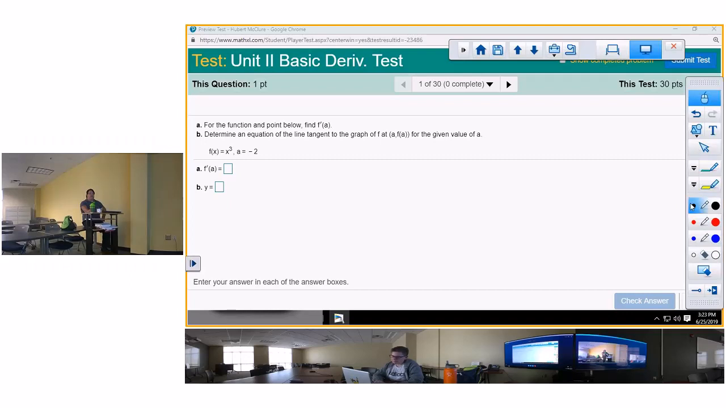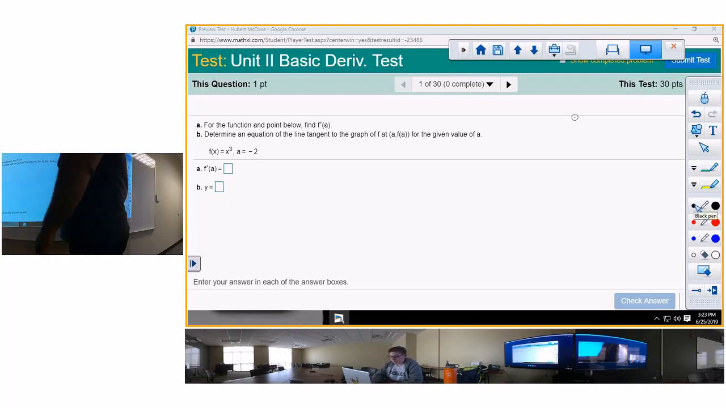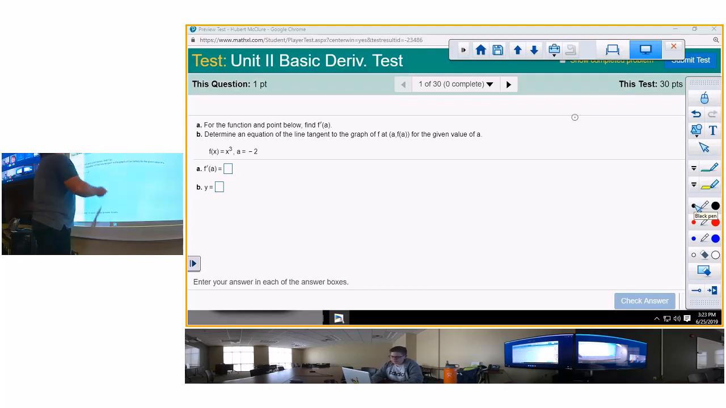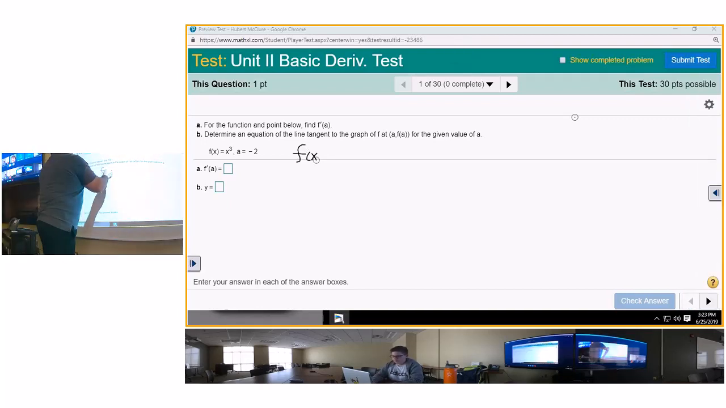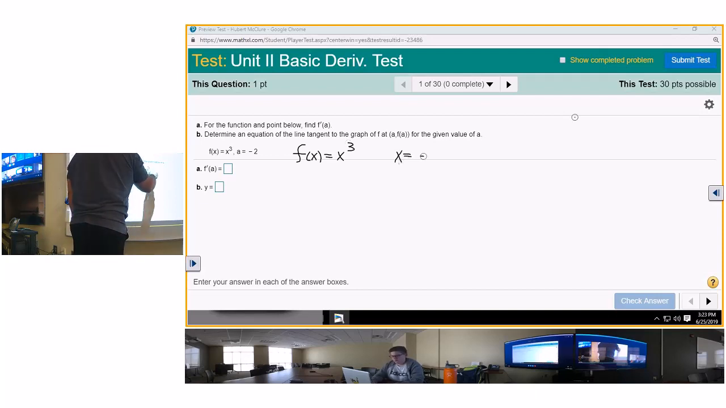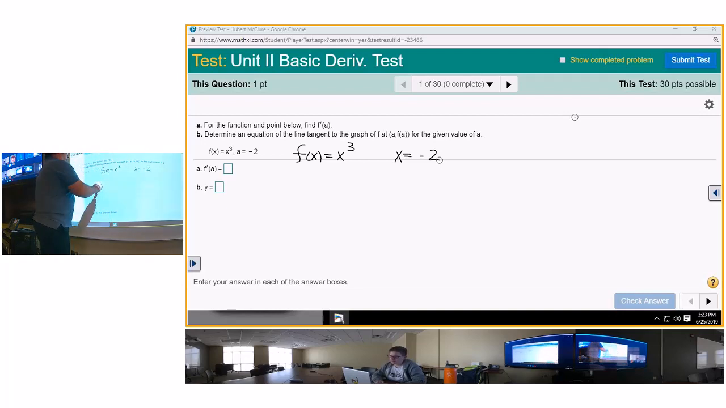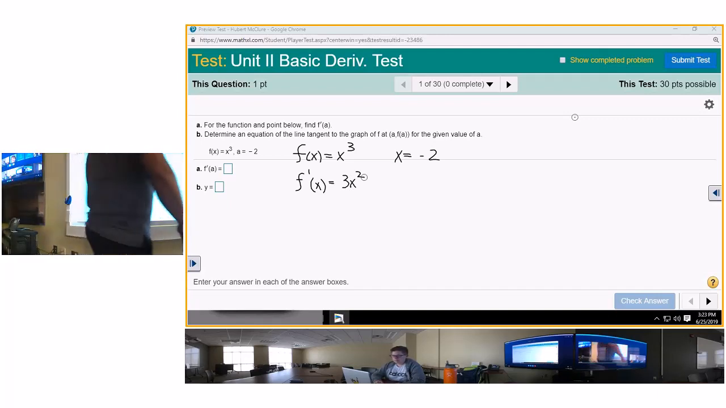I'll write it on the board for those that can't see and are sitting at the back of the room. This is the one that I told you most of you could do, but you just don't know the way it's written. f of x is equal to x cubed, and x is equal to -2. So what is f prime of x? f prime of x is equal to 3x squared.